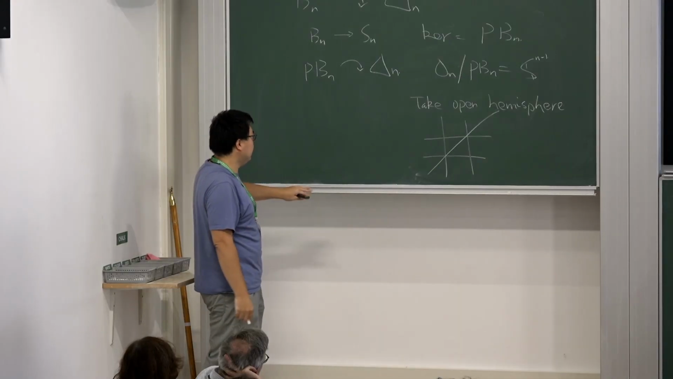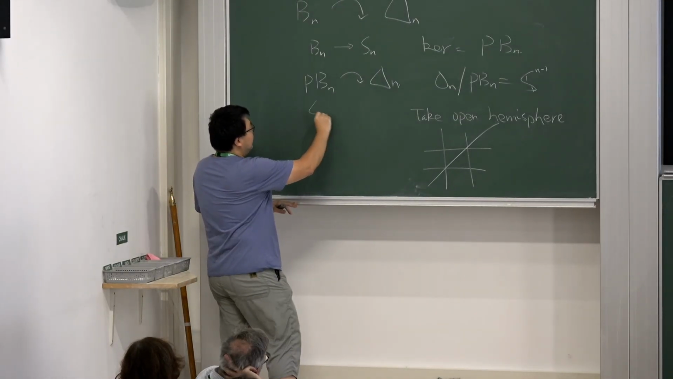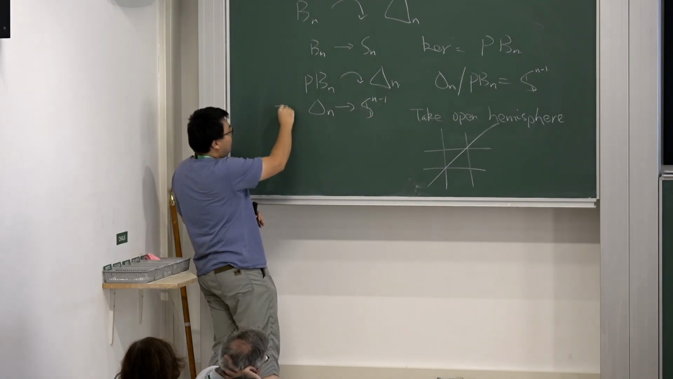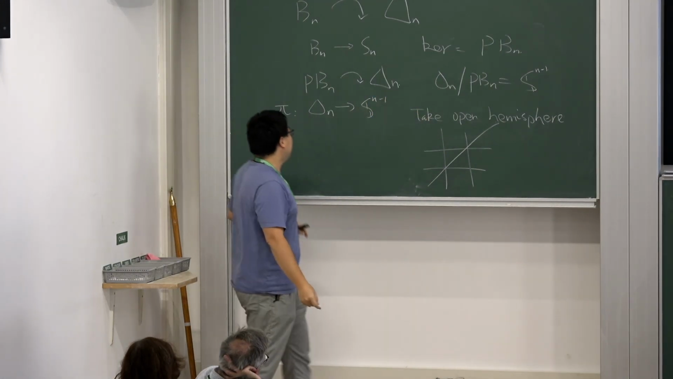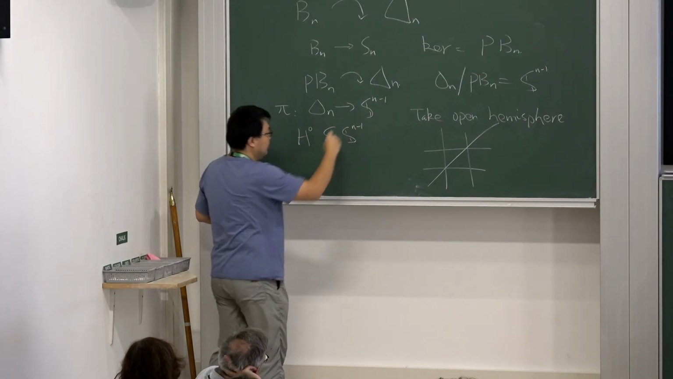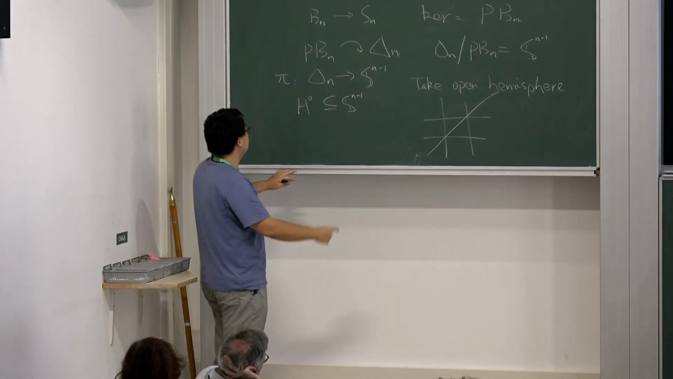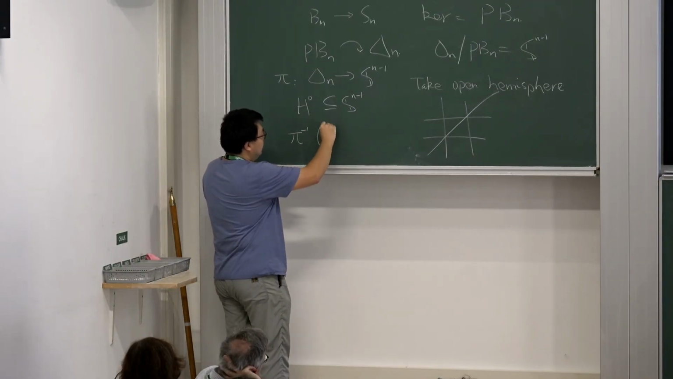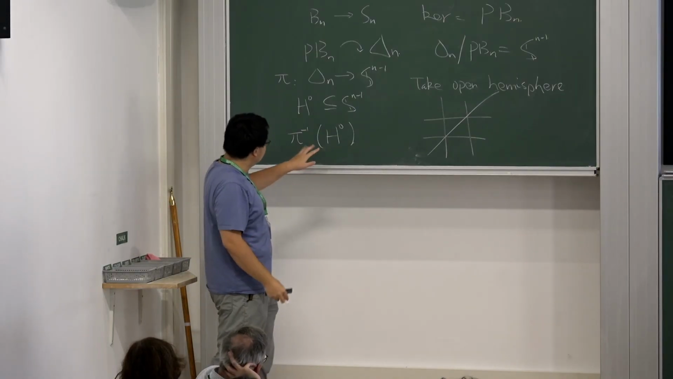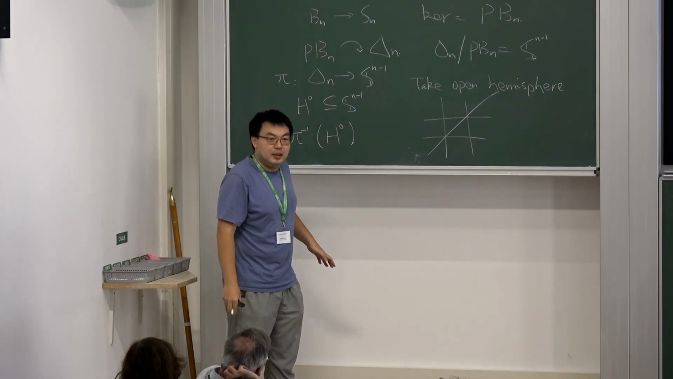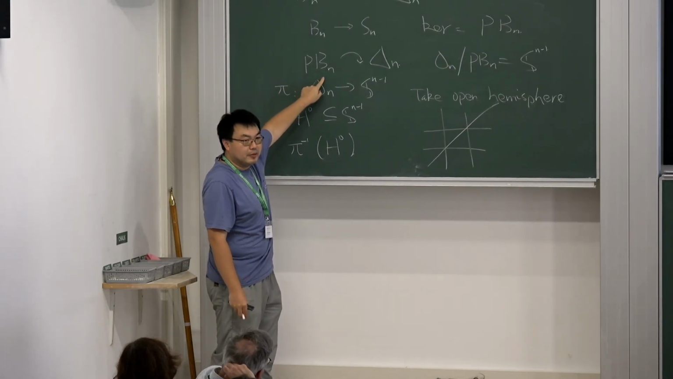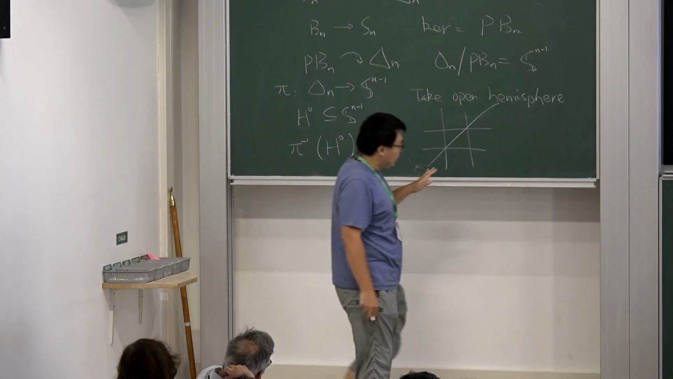Now I have this map from Delta n to S^{n-1}. This is my map pi induced by this action. I also have this open hemisphere sitting inside S^{n-1}. What I'm going to do is consider the inverse image of this open hemisphere, and I want to say this inverse image is going to be non-positively curved. And what is the subgroup? It turns out the subgroup is just the central quotient of the pure braid group. And what is the metric?